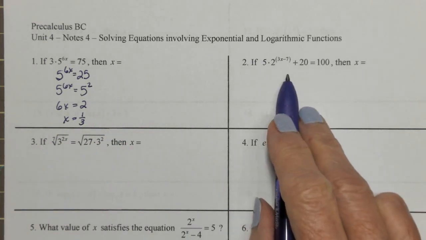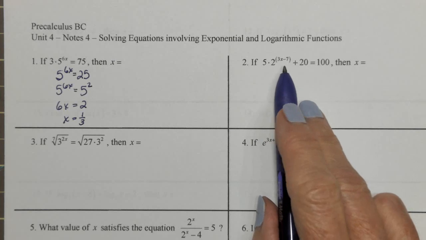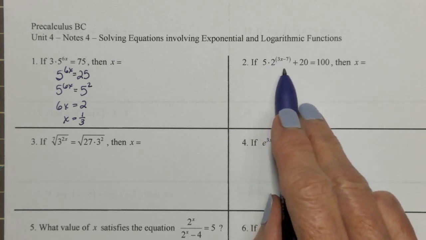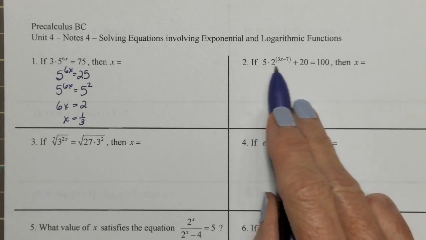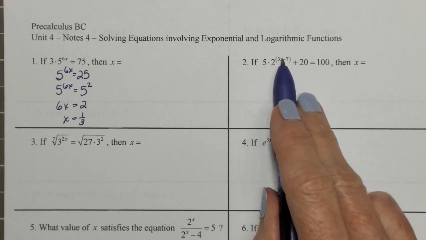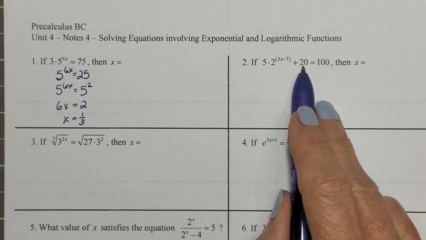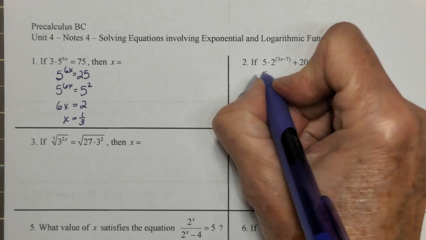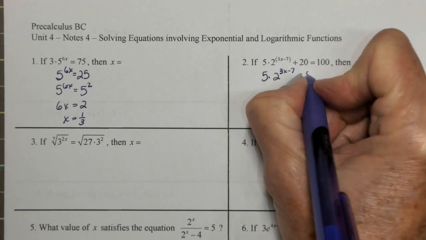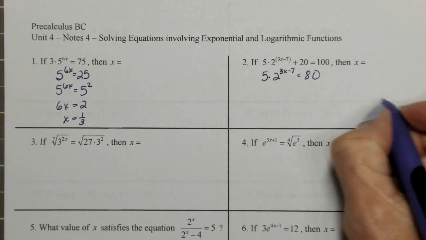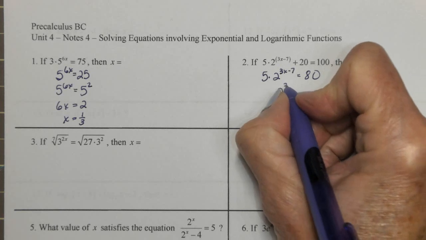Let's come over here. I'm going to approach this by isolating the 2 to the 3x minus 7. So I'm going to get rid of everything else that's with the 2 to the 3x minus 7. I'm going to begin by subtracting 20 on both sides. And now I'm going to divide both sides by 5.